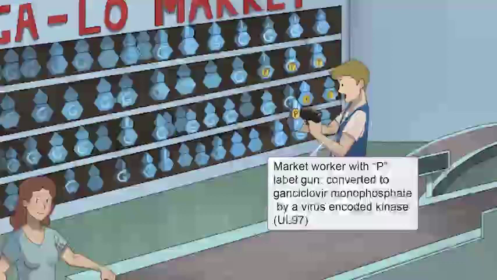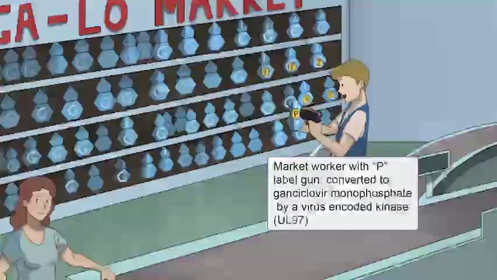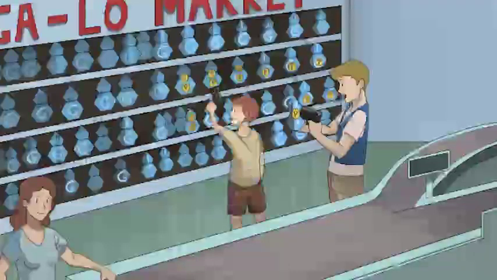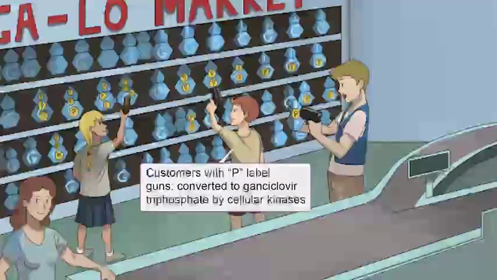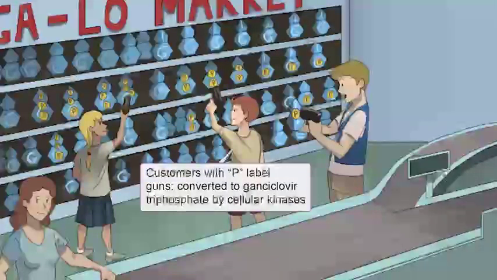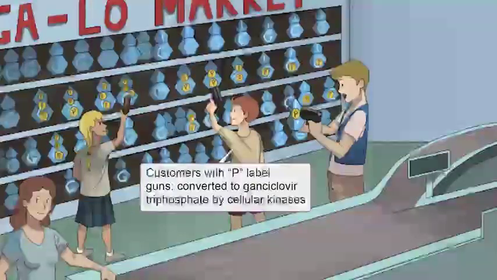Well, our price checker here is marking the cans with a P sticker, representing that first phosphorylation step. Remember, because he is a cytomegalo employee, he represents a virus kinase, like the one produced by CMV. For the second and third phosphorylation step, let's sketch in 2 unruly kids going crazy with the price sticker guns. Notice that a second and third phosphorylation sticker are getting added to the cans. These punks represent the cellular kinases that eventually generate Ganciclovir triphosphate.